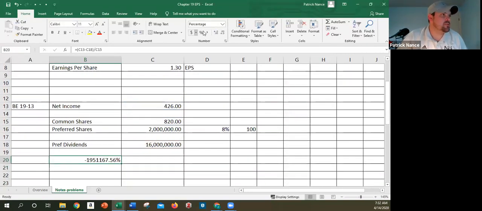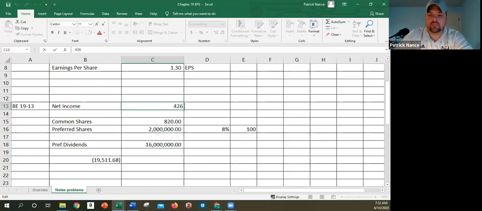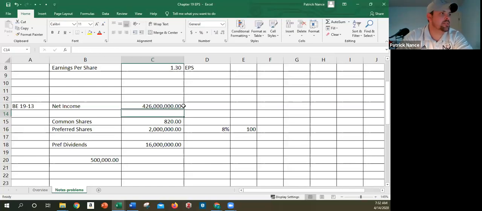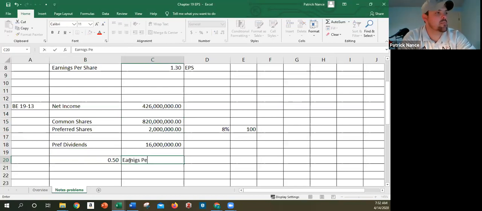So that should not be a percentage. Oh, I did something wrong. Oh, you know what? I put some of them in millions and some of them not. That won't do any good, will it? 1, 2, 3, 1, 2, 3. There we go. 50 cents is the earnings per share.